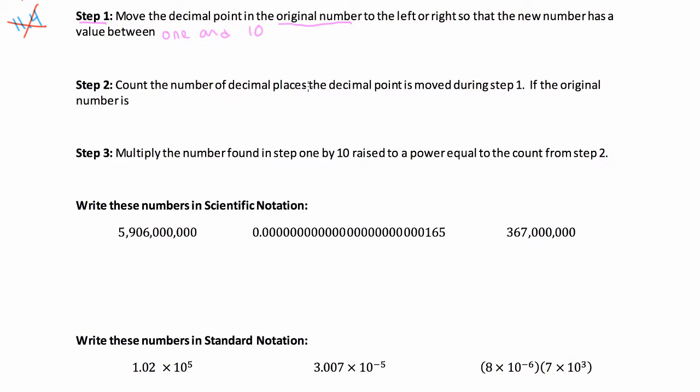Then I'm going to count the number of decimal places I moved that decimal point during step 1. If the original number is larger than 10, the number is positive. And if your original number is smaller than 10, like a really small number, like this outrageously small number, so if the number is smaller than 10, the number is negative.